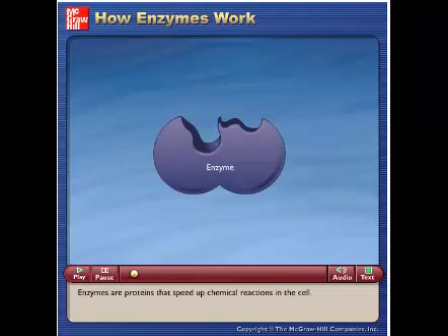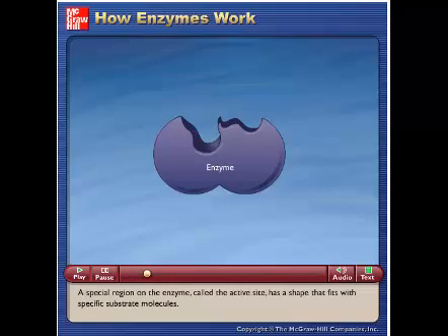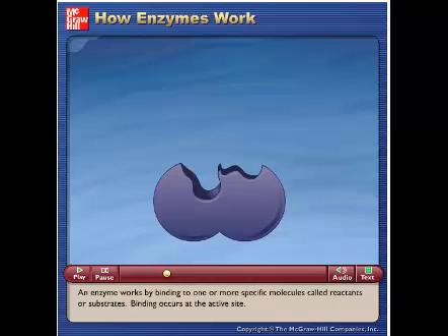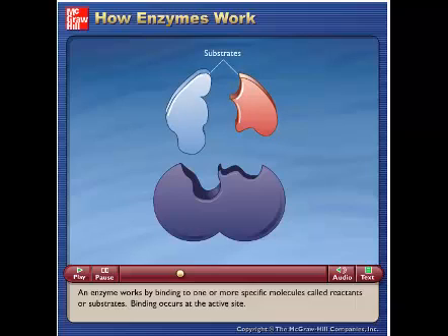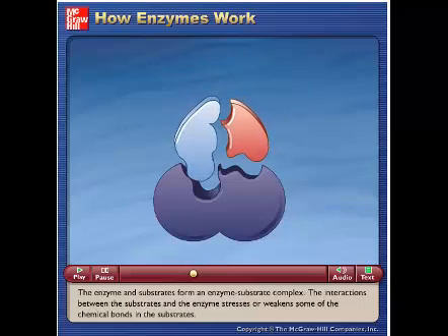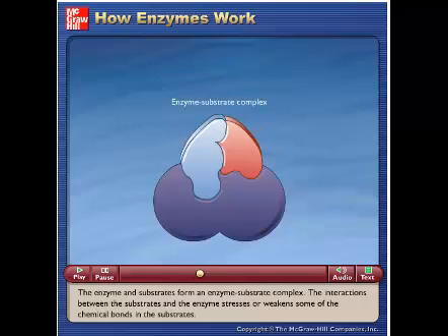Enzymes are proteins that speed up chemical reactions in the cell. A special region on the enzyme, called the active site, has a shape that fits with specific substrate molecules. An enzyme works by binding to one or more specific molecules called reactants or substrates. Binding occurs at the active site. The enzyme and substrates form an enzyme-substrate complex. The interactions between the substrates and the enzyme stress or weaken some of the chemical bonds in the substrates.